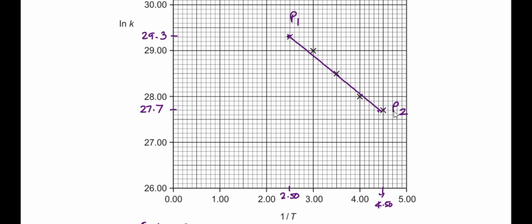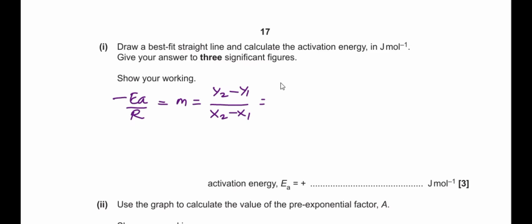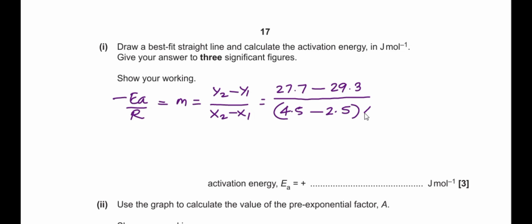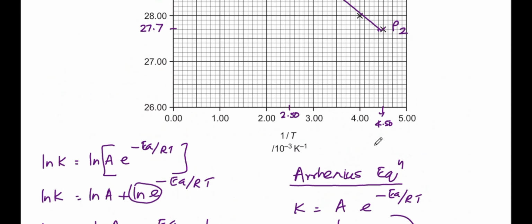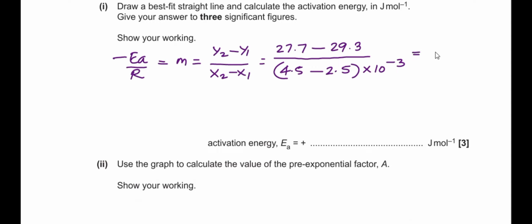So we will be putting in y2 minus y1 over x2 minus x1. Putting in the plotted values, 27.7 minus 29.3 all over 4.5 minus 2.5. Here we need to remember there is a multiplication by 10 to the power of minus 3, which you would have noticed on the x-axis. That is a very common student error not to recognize this. Putting into the calculator, this gives me minus 800, which means minus EA over R is equal to minus 800.